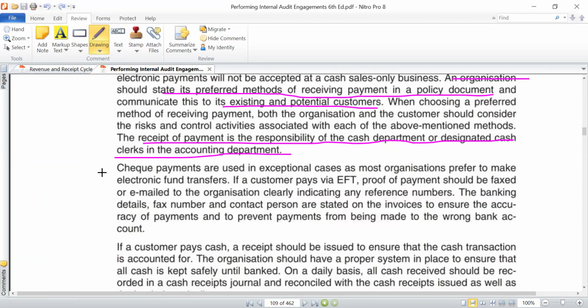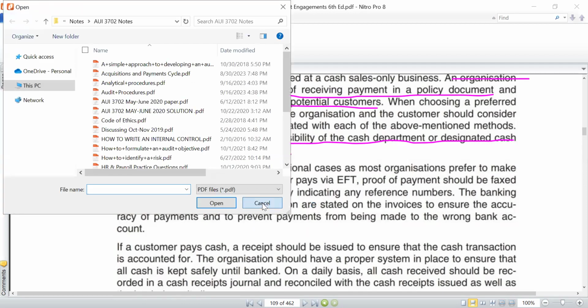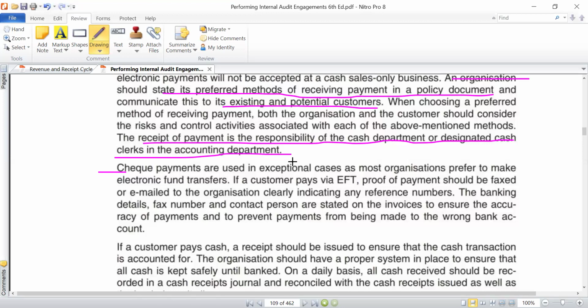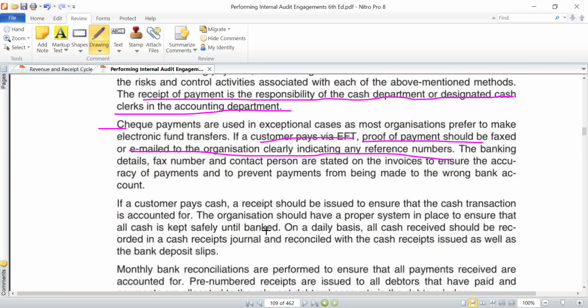But like I told you about checks, especially in the context of questions, barely do you find them mentioning a lot about checks, because checks are not as used in this modern day age that we are living in, right? And of course, customers can also pay via EFT. So if there is an EFT payment, guess what should happen? It should be accompanied with the proof of payment, which is normally emailed to the organization, indicating the reference details as well, right?